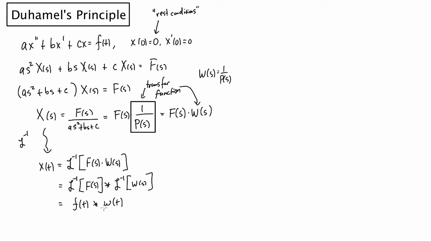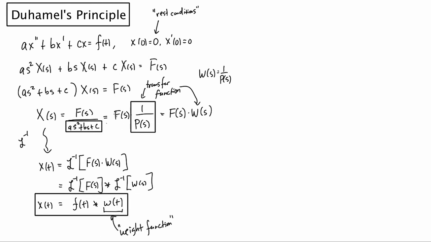Now the question is, what is w of t? Well, w of t is called the weight function. Most textbooks will call it the weight function. It sort of gives the weight of the system to the whole process here. And so this is really cool. It gives us a solution for the differential equation based entirely off of only knowing the characteristic equation. That's all I need to know to be able to do this. So let's just do a small example of this.